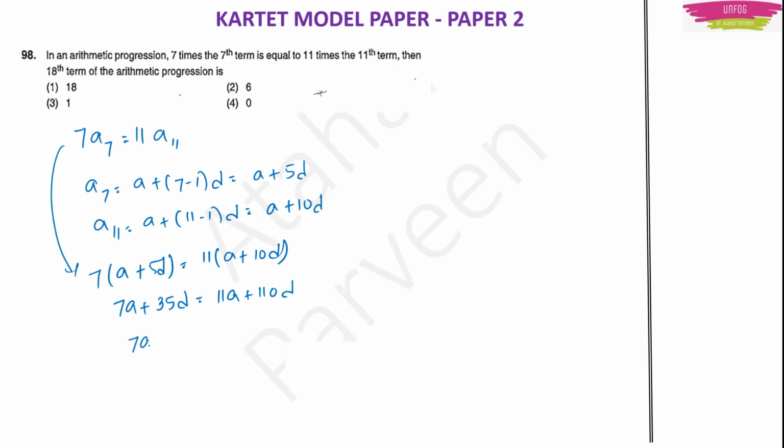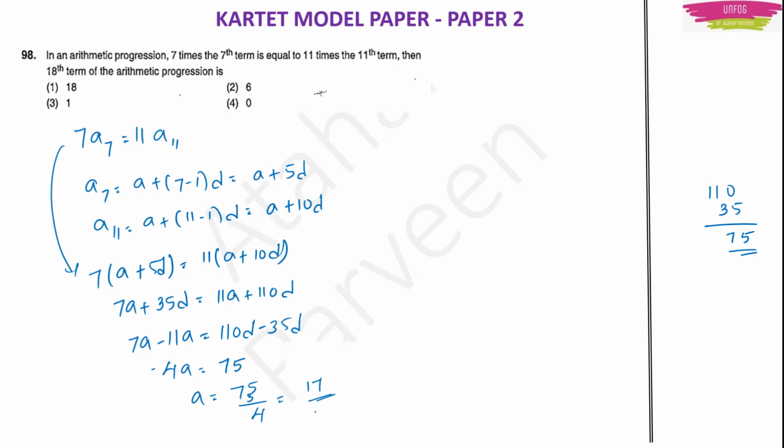I'll put A on one side. 7A minus 11A, and D on one side. 110D minus 35D. So I will have minus 4A is equal to, what will be 110 minus 35? It will be 75D. Then A will be equal to 75 by 4. 4 ones are 4, 4 sevens are 28, so my A will be 17. Correct? 75 by 4 will be 17. So here I have minus also. Now my A became minus 17D.